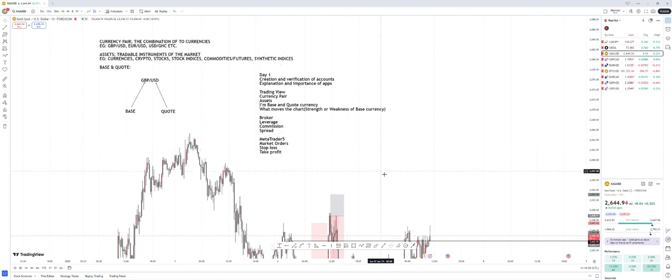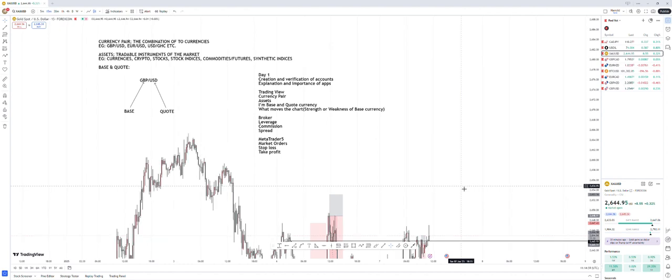Okay. So MetaTrader 5, as I said at the beginning of this session, is your trading app. Do you understand? MetaTrader 5 is your trading app. So your trading app is basically where you go to take your trades after you've analyzed them in TradingView. Do you get it? That's where you go to take your trades. So for MetaTrader 5, we have what we call market orders. That's how you take your trades.